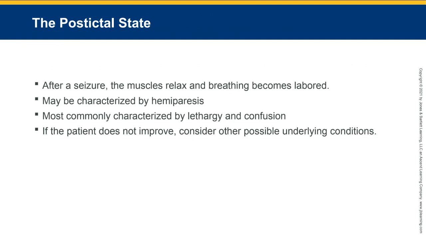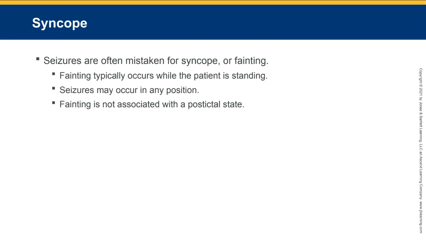The postictal state. After a seizure, the muscles relax and breathing becomes labored. It may be characterized by hemiparesis, paralysis on one side of the body. Most commonly characterized by lethargy and confusion. If the patient does not improve, consider other possible underlying conditions.